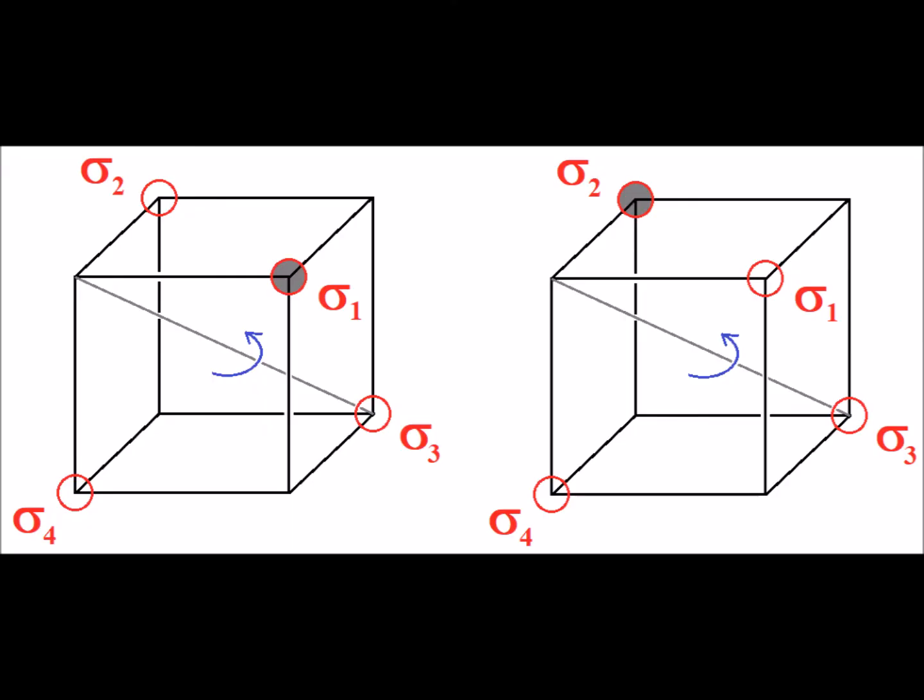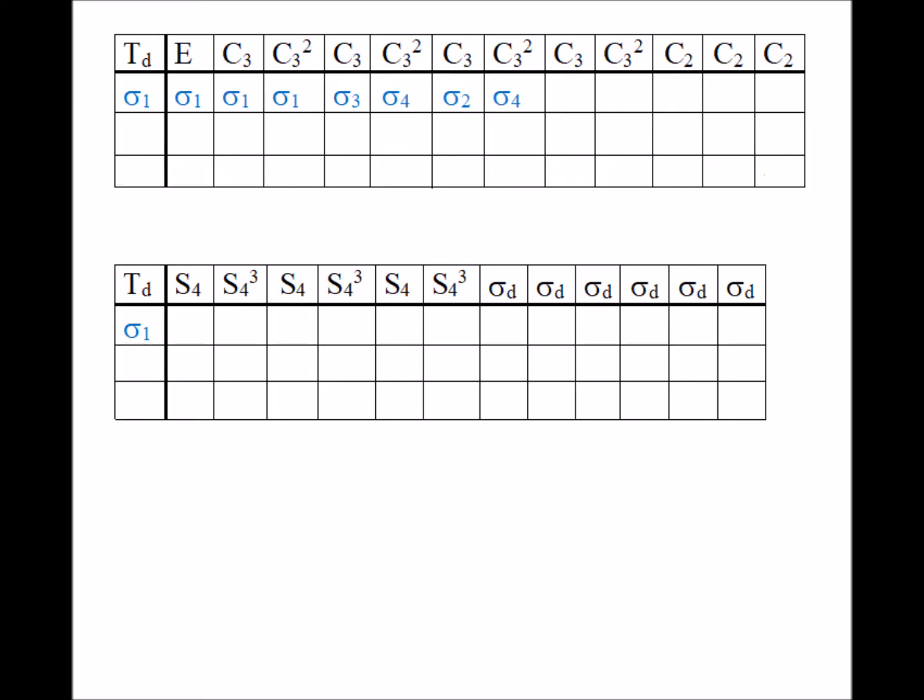Sigma 1 gets rotated to sigma 2. And sigma 1 gets rotated to sigma 4. And we put those in the table as well.